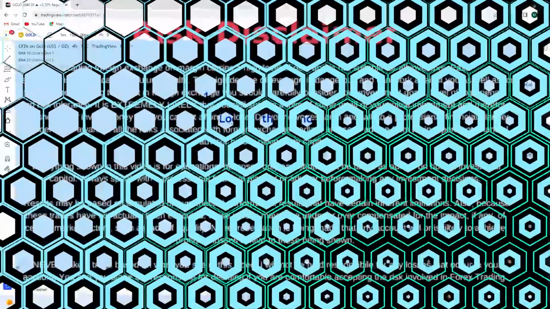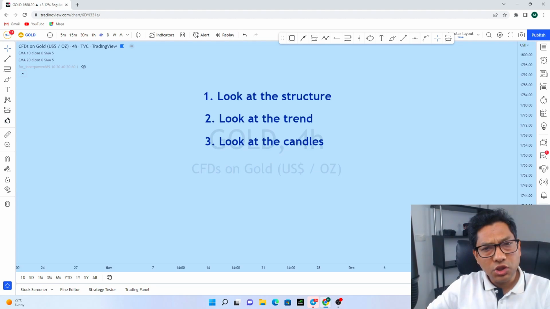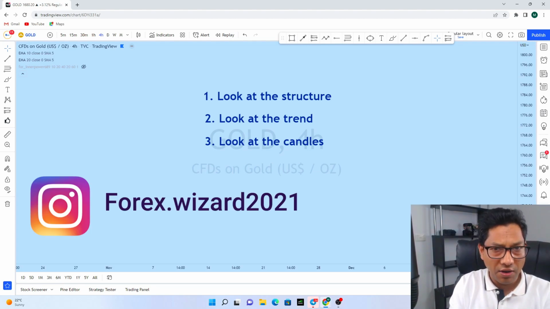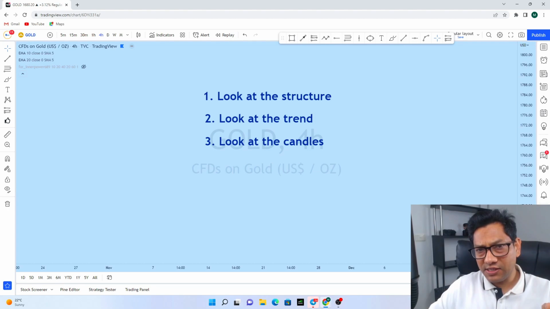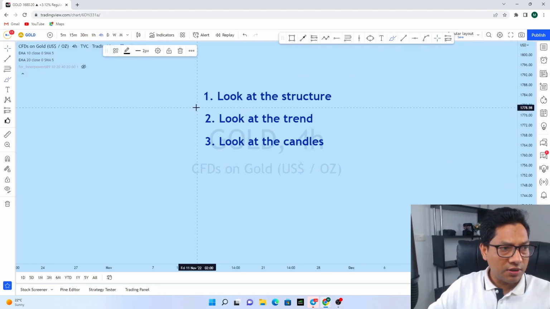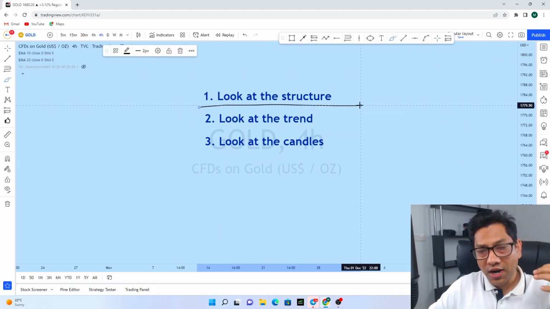Okay, traders, so I'm gonna present in the simplest way possible so that you can decide when you are trading either you should buy or sell. To understand it, you first need to look at only three things when you are trading. The first thing is the structure. Look at the structure in the market. What kind of structure it has created.